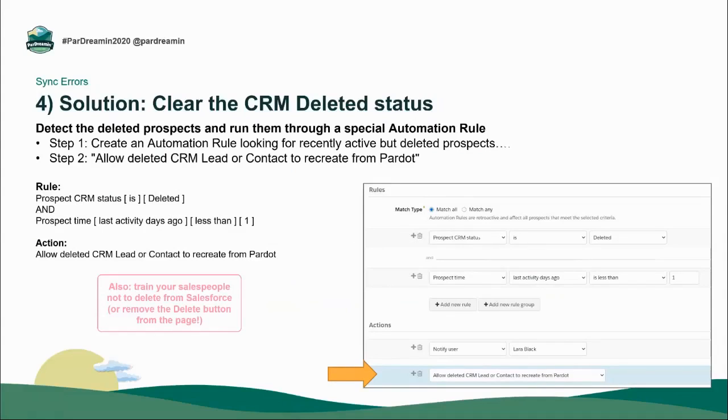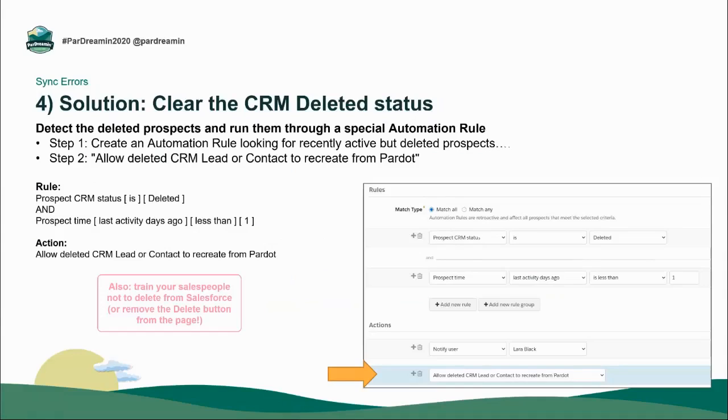The next step here is you don't want to apply this action to every deleted prospect in your database because some of those deletions might go back years. So you just want to look for the most recently active ones. And this is a tip from Mike Cruiser that I'm stealing. Basically, you're going to look for people who are active less than 1 day ago. So the first line of the rule is prospect CRM status is deleted.